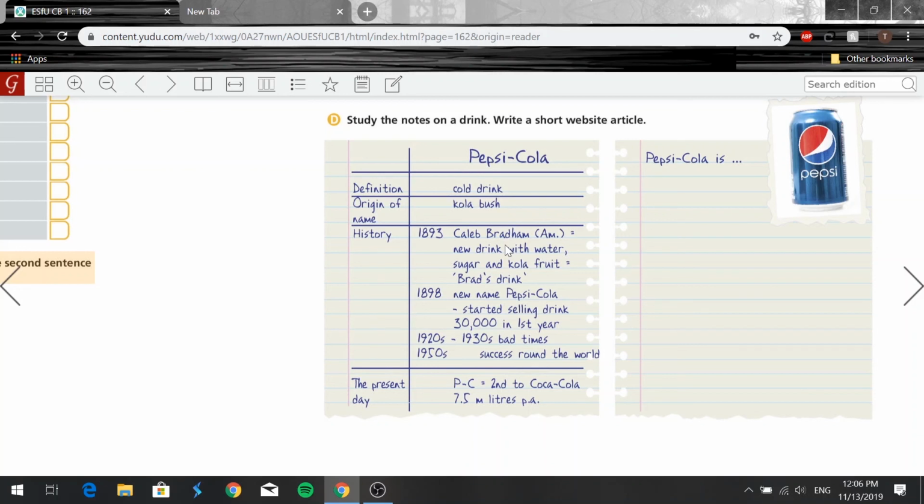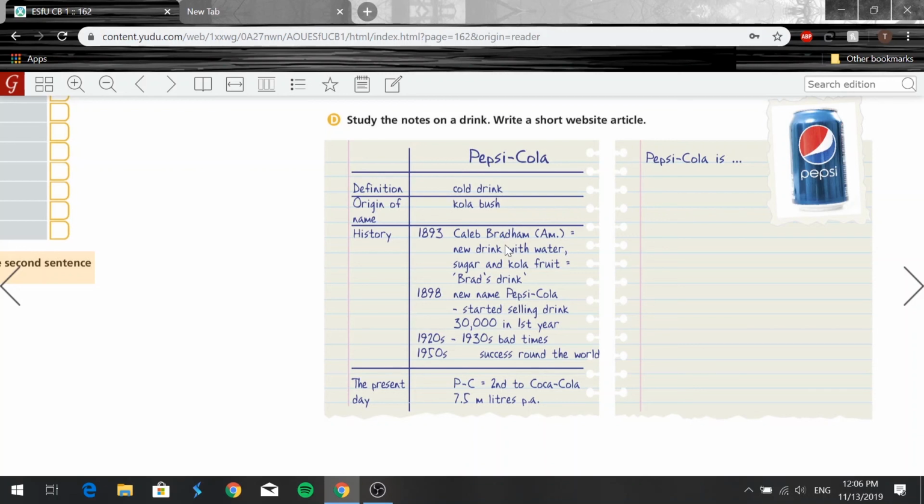In 1893, an American, Caleb Bradham, made a new soft drink with water, sugar, and the cola fruit, and he called it Brad's drink. Okay? I could also say in 1898, he gave it a new name, Pepsi Cola. He sold 30,000 liters of the drink in the first year. There were some bad times for the company in the 1920s and 1930s. But finally, in the 1950s, the drink became a success in America and around the world. Now, Pepsi Cola is second only to Coca-Cola in worldwide sales.